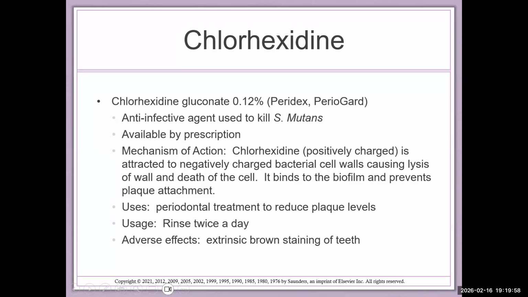Then there's something called chlorhexidine gluconate, which is 0.12%. That's found in Peridex, brand name Peridex, or even PerioGard. It's an anti-infective agent, and it's used to kill Strep mutans. Strep mutans is the bacteria that causes cavities, Strep mutans. And it's available by prescription. Tastes a little bit like licorice, I've been told.